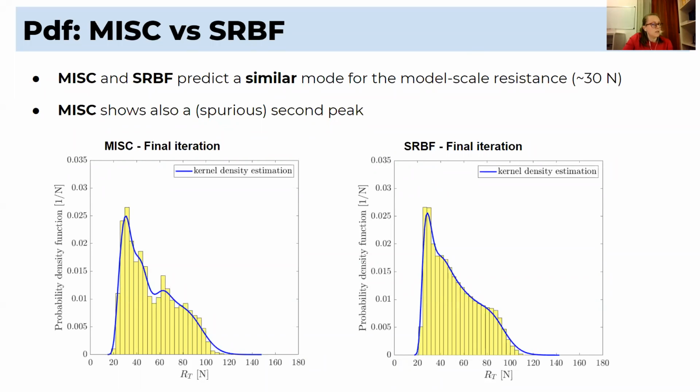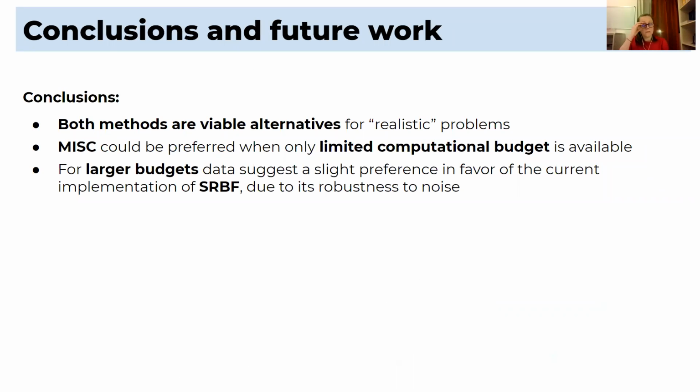That's basically the comparison between the two methods, and I'm basically at the end. I just want to summarize what I've told you till now. We have looked at the convergence plot, the response surfaces, the PDF. So we can conclude that both methods, MISC and SRBF, are both viable alternatives for realistic problems. They give reasonable, let's say very similar, results.